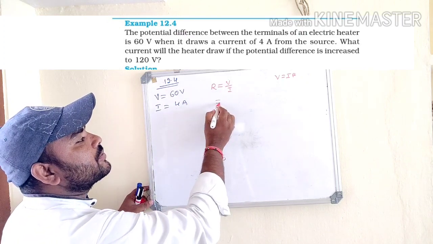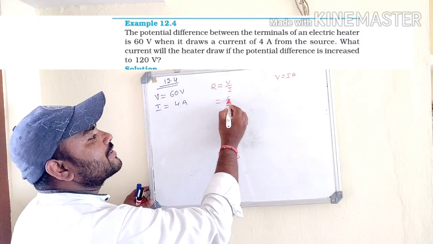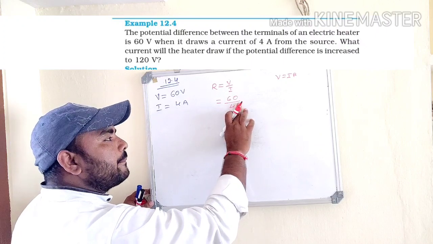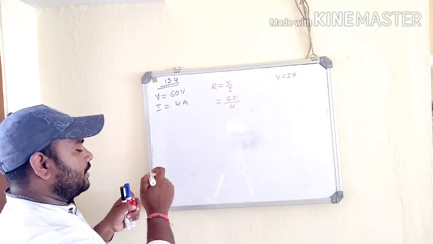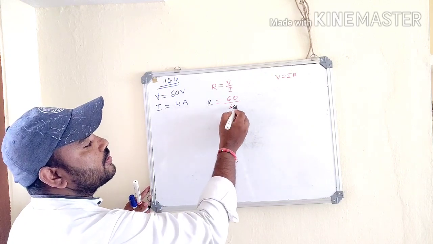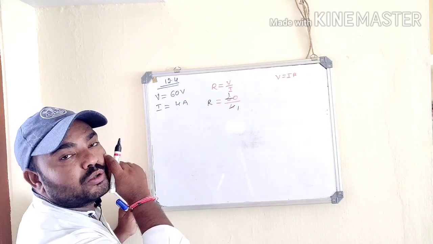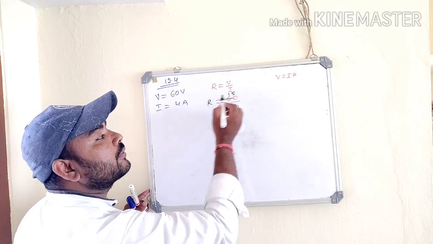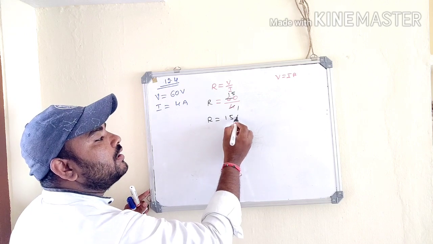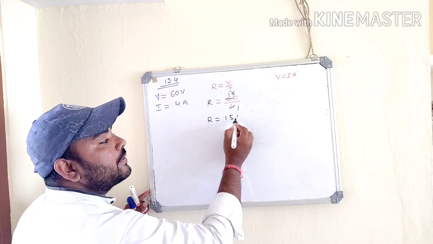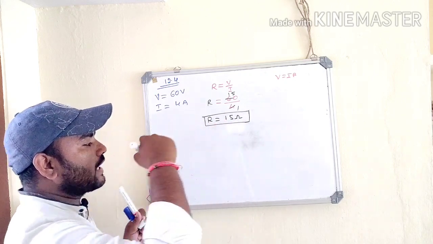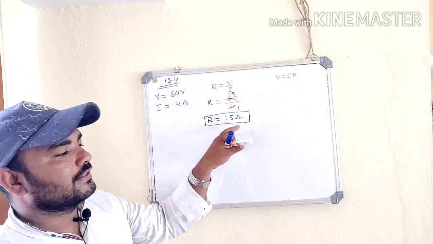Now let us substitute the values. V is 60 volt and I is 4 ampere. So children, just a cancellation, simple calculation it is. 4 ones are 4, 4 ones are 4, 2 remains, 4 fives are 20. Then the resistance of this electric heater is 15 ohm, children, because the SI unit of resistance is ohm. We call it omega, and the symbol for ohm is like this.